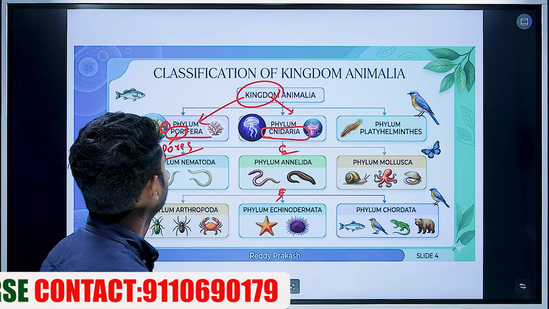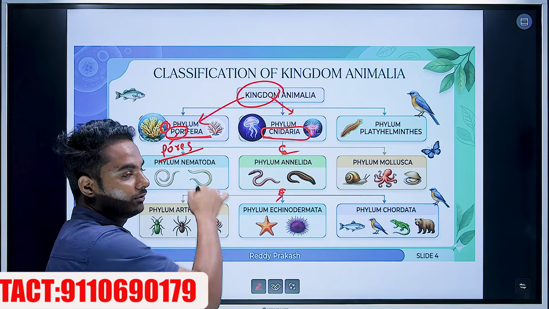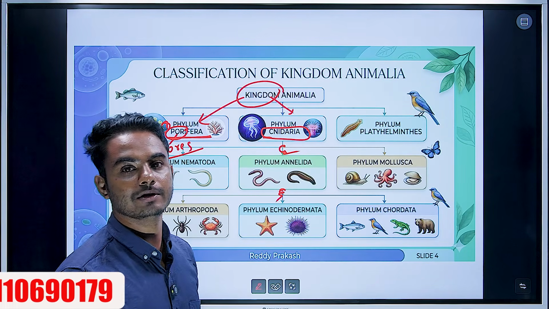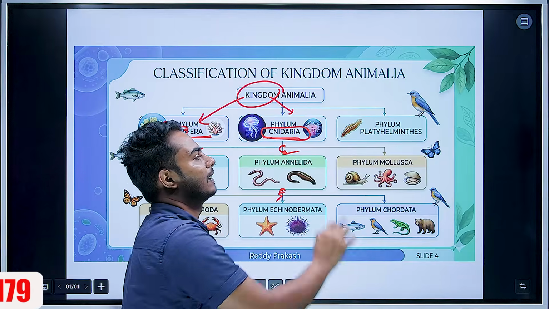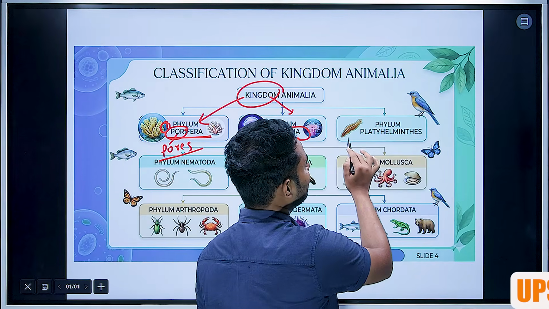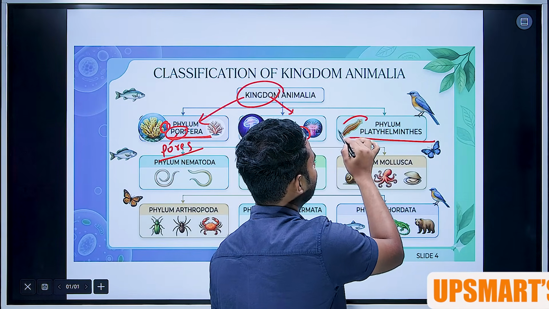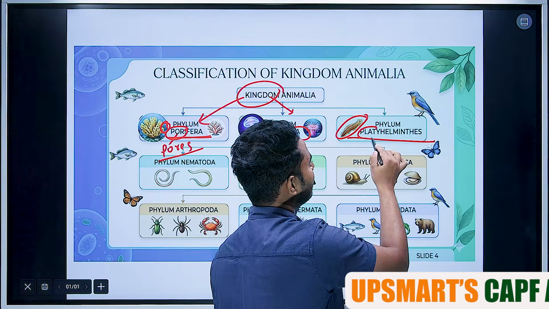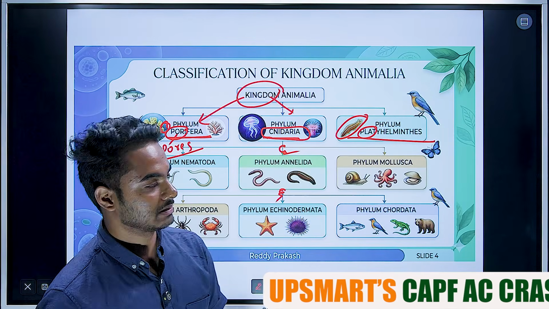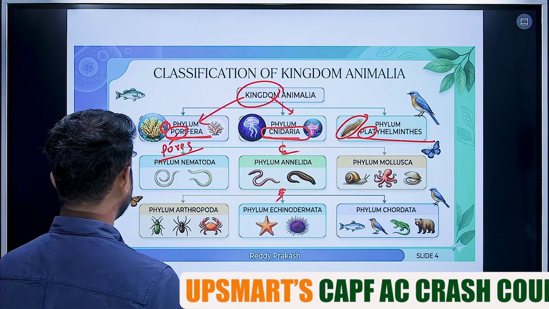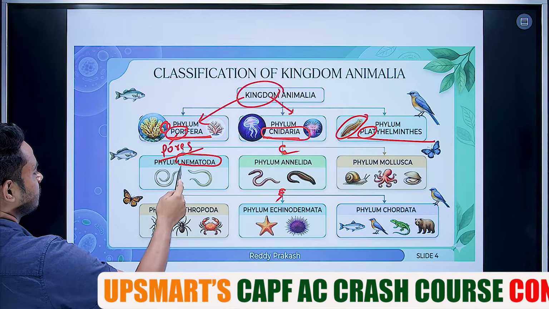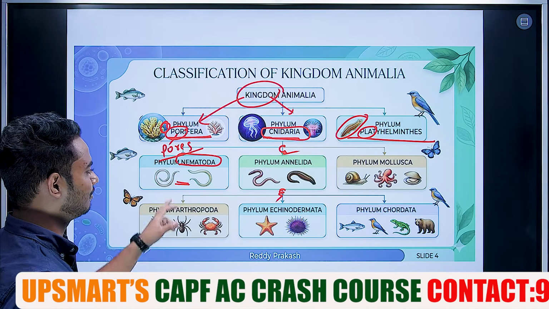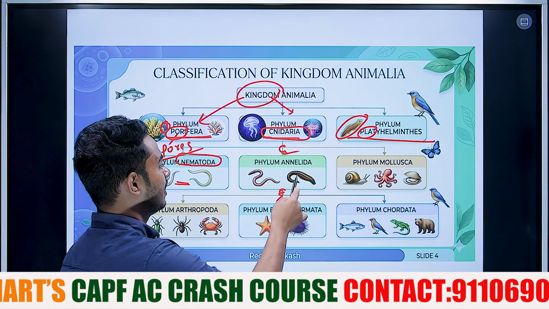Fine. One of them is Porifera. It will have pores, that is why they named it Porifera. Next is Cnidaria. Next is Platyhelminthes. It will have flat structures, that is why they named it Platyhelminthes. Next is phylum Nematoda. Usually these are parasites. Nematoda. Annelida.